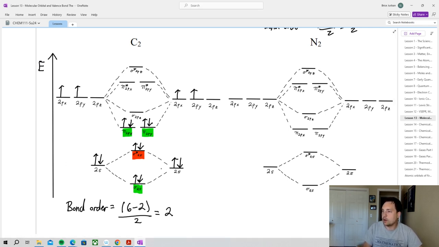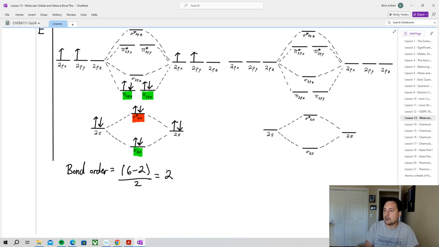And then we could also write out the configuration here. This is good practice. So we have sigma 1s squared, which is not shown here, but it's within the core. Sigma 1s star squared, sigma 2s squared, sigma star 2s squared, and then we have pi 2px and pi 2py, which I'll just write pi 2p to the fourth.